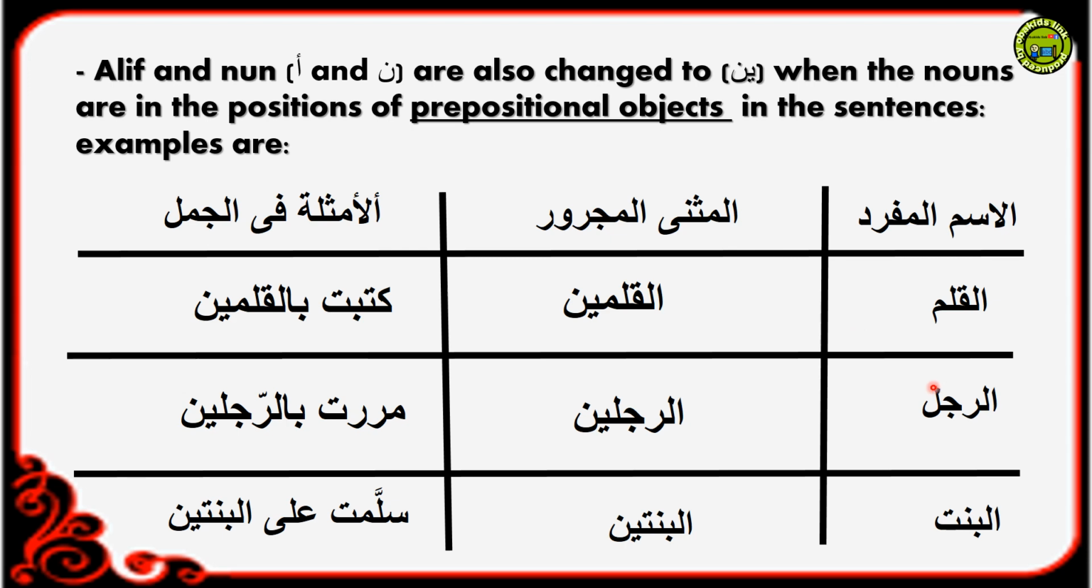Al-rajulu, the man. Al-rajulaini, the two men. Marartu bil-rajulaini, I passed by the two men. Al-bintu, the girl. Al-bintaini, the two girls. Sallamtu ala al-bintaini, I greeted the two girls. So the dual prepositional objects here are al-qalamaini, al-rajulaini, and al-bintaini.